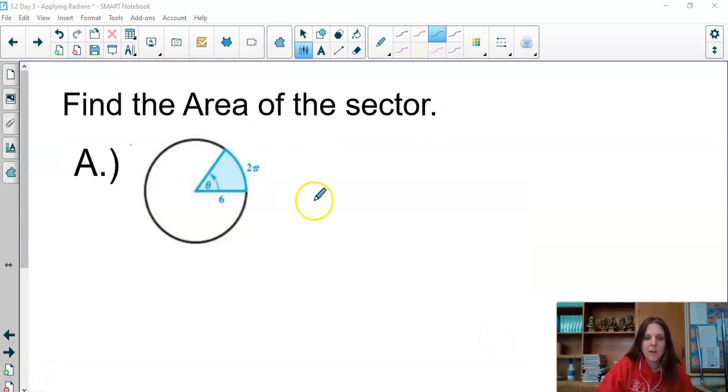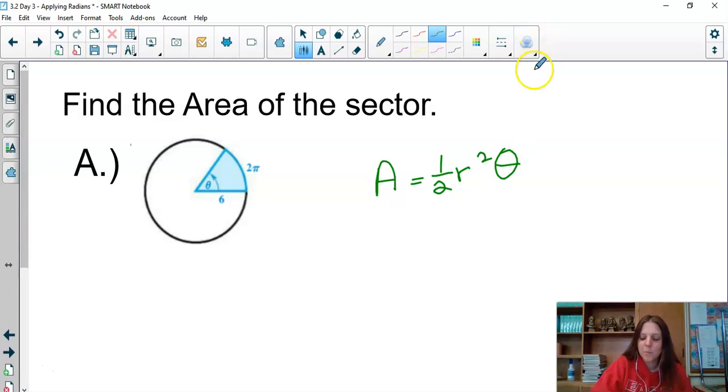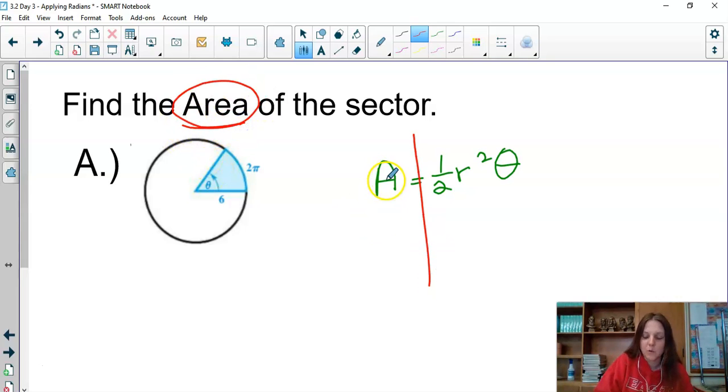So we're going to find the area of the sector. You can see that, like I said, it's like a piece of pie. And we're going to use the area formula. We're going to plug in what we know and then see what else we may need to do to solve this problem. Find the area of the sector. That means we're looking for A.